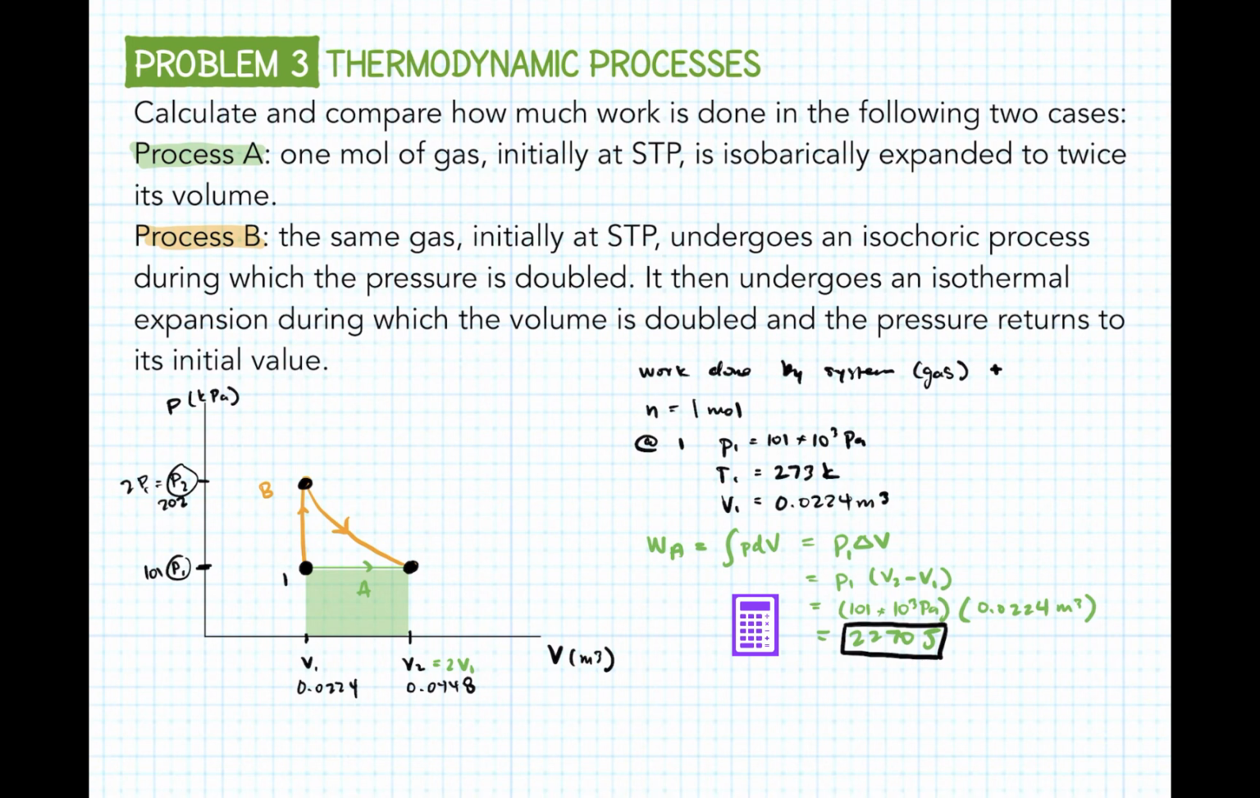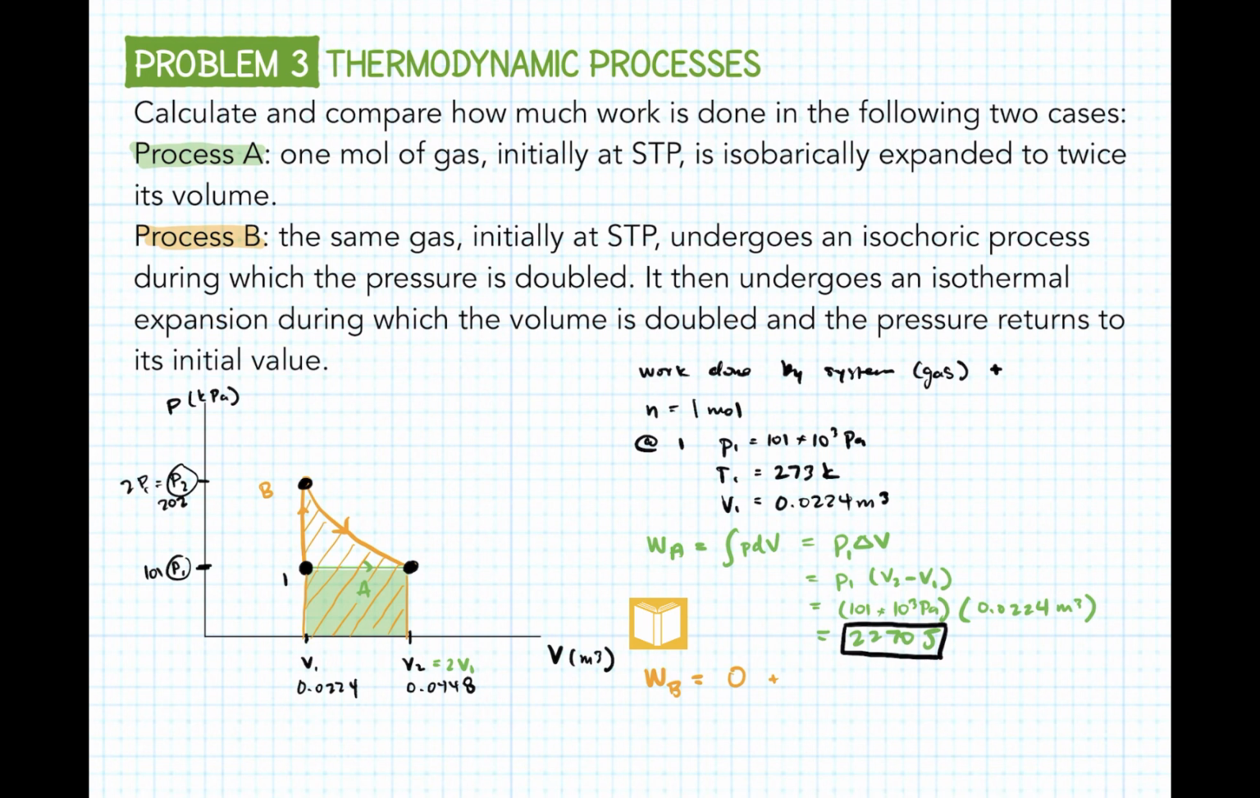Our next area is a little bit more complicated. We're really just calculating the area under this isotherm. But remember, we go all the way down. So this is our other area. To do that, we are going to have to use the area for the isotherm. So work B is actually 0 for the isochoric section, because it doesn't have an area under it, plus the area under the isotherm.